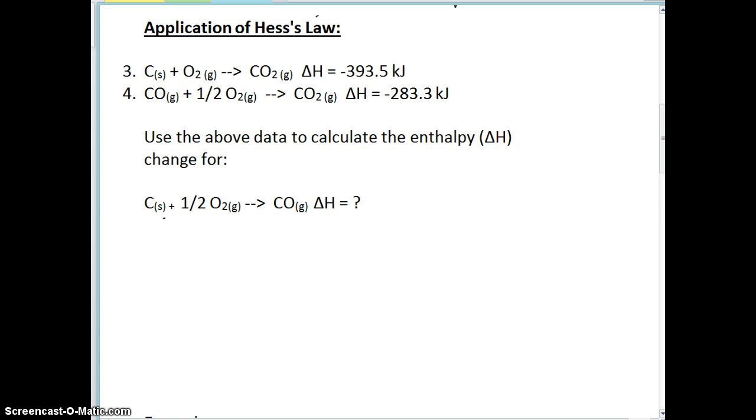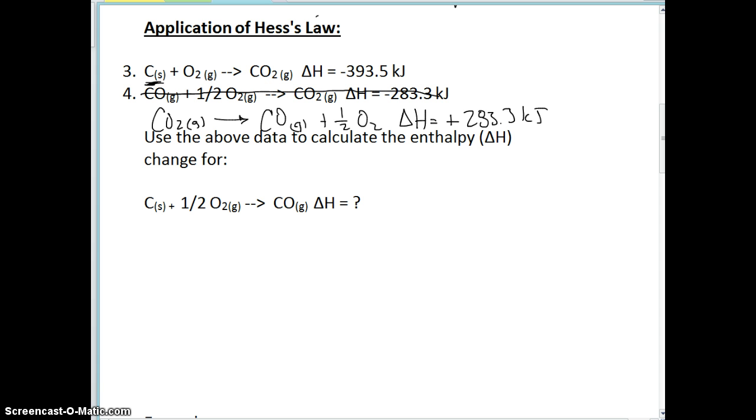Because I see carbon solid here, and in number 3 I see carbon solid here, that leads me to believe that I'm not going to need to flip that reaction. I'm just going to leave it as is right now. Looking over here, on number 4, I've got carbon monoxide gas listed as a reactant, but down here I have carbon monoxide gas listed as a product, and I want carbon monoxide gas as a product. So what I'm going to do is take the second reaction, which was numbered number 4, and flip it. So I'm going to put carbon dioxide gas yields carbon monoxide gas plus a half of an oxygen gas. And because I flipped it, delta H is going to equal a positive 283.3 kilojoules. And I think we'll cross this one out just to make sure that we don't reuse that one.